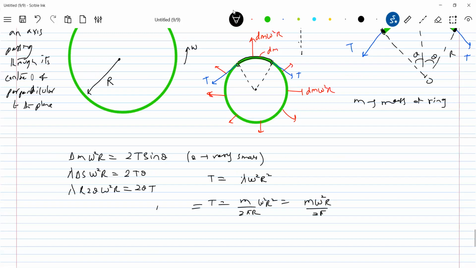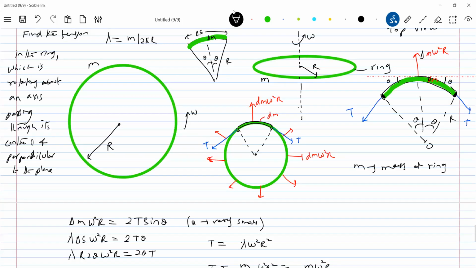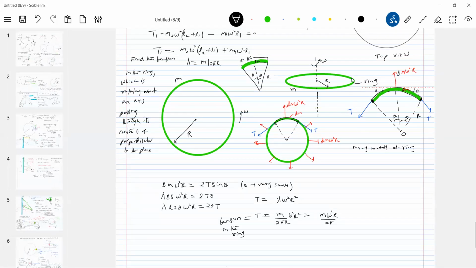This is the tension. It is very important. Almost in 10 chapters this is going to come. Whenever a rotating ring comes, you must have this idea. Whenever rotation comes, this should immediately flash for you. It's very important, I'm telling you.